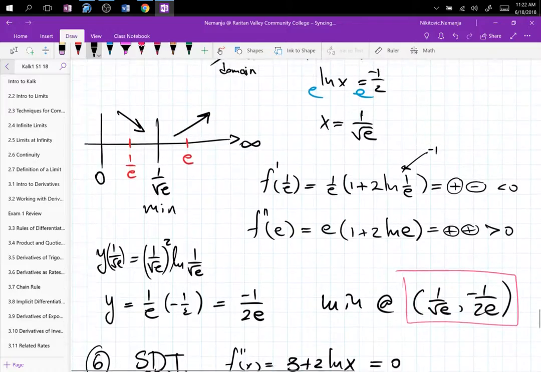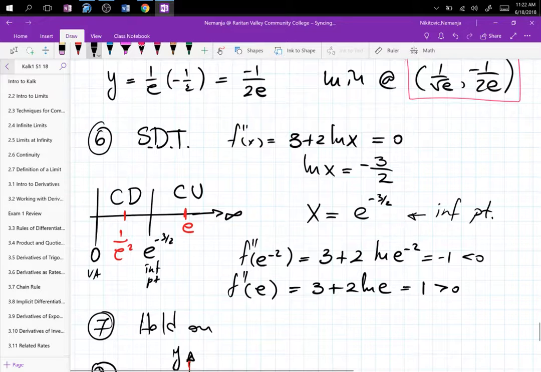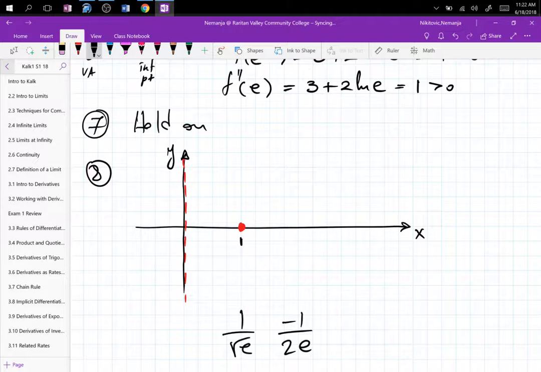Then I had another point here, the minimum, 1 over root e, negative 1 over 2e. All right, so you can approximate this. We can also take a look at the decimals, just to make it more precise. Let's use the calculator for these things, but again, you should be able to approximate. You just use e is about 2.7.